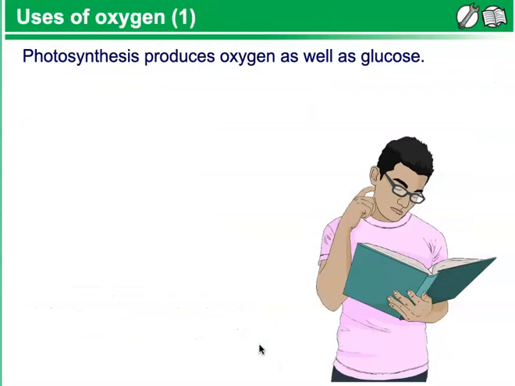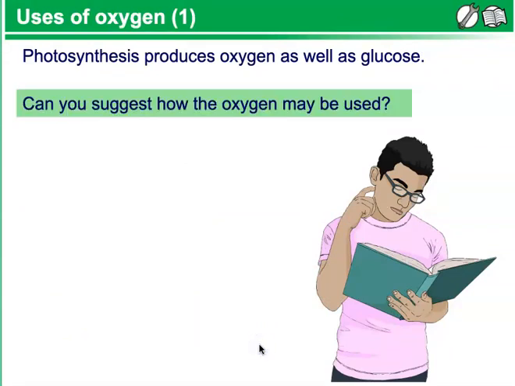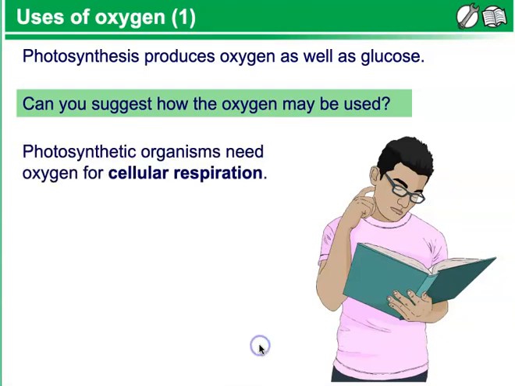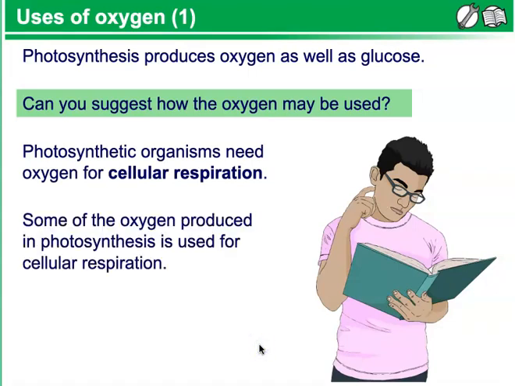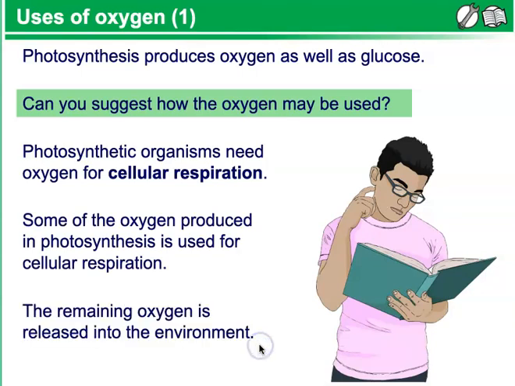Photosynthesis produces oxygen as well as glucose. So how might oxygen be used? Photosynthetic organisms need oxygen for cellular respiration. Some of the oxygen produced in photosynthesis is used for cellular respiration. The remaining oxygen is released into the environment.